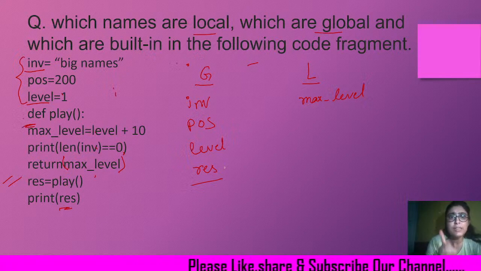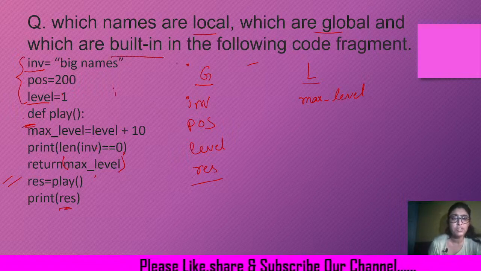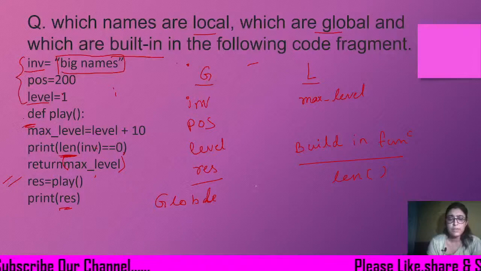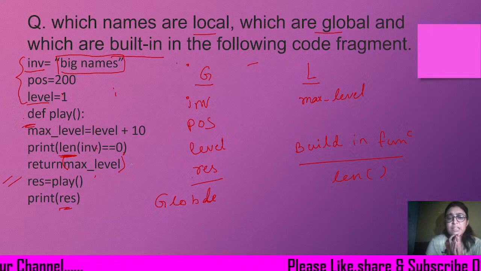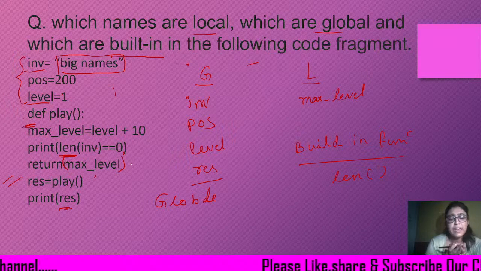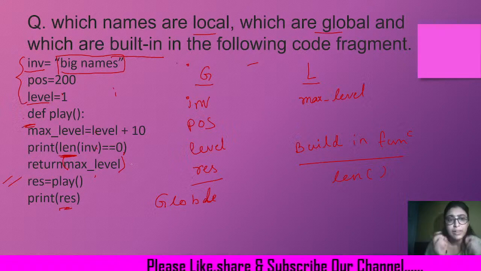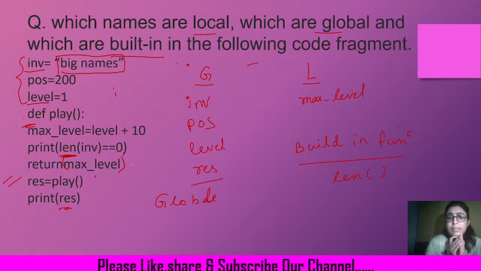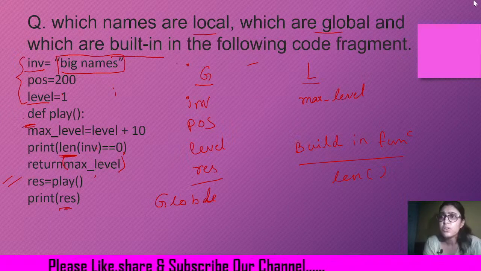Now what are the built-in functions? Built-in functions are used, like len. Then the global keyword is used as per our need inside a function. Sometimes suppose we need the value of pos, or I want to change the value of level from inside the function. That I can do with this global keyword. This is a keyword.